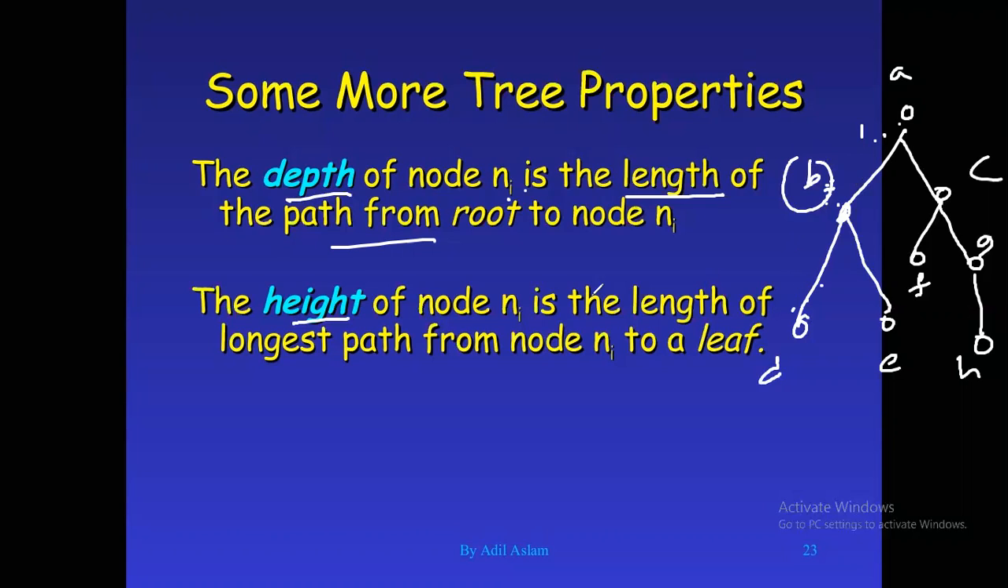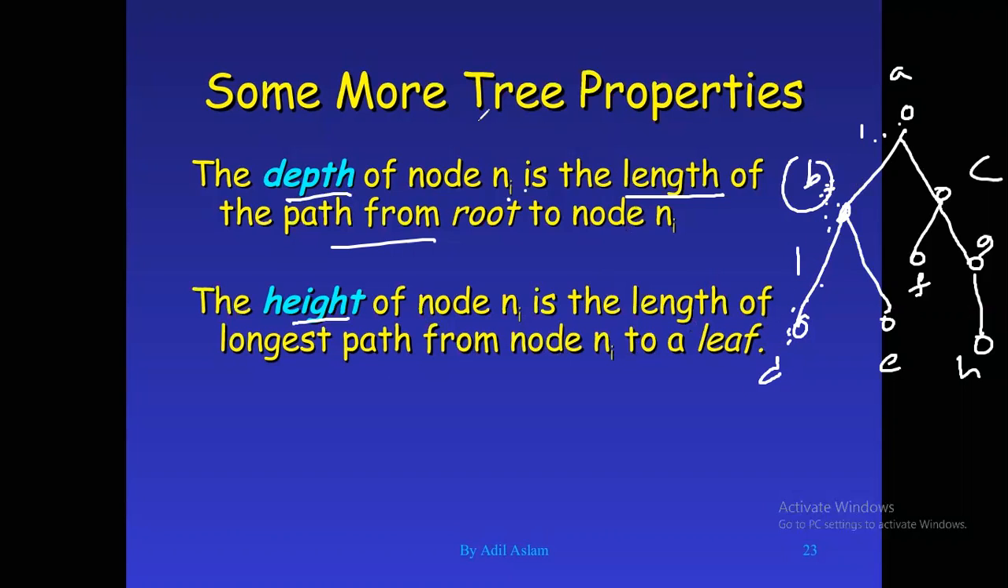So now height. The height of the node is the length of the longest path from node Ni. So what does that mean? For example, B. How much length for this one? Therefore, 1 unit. Therefore, the height is 1.